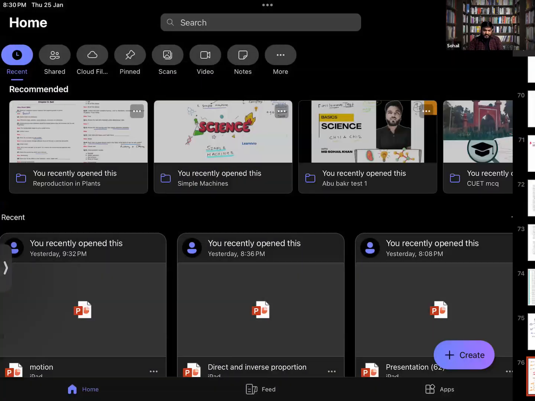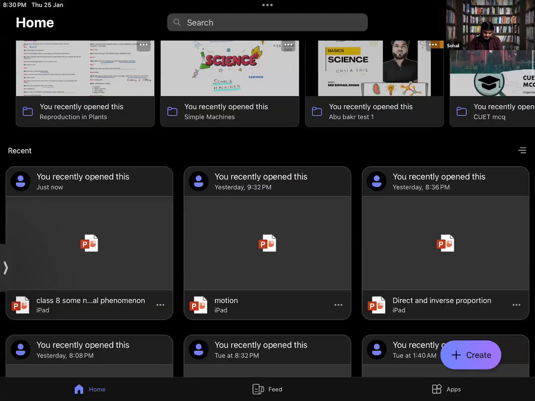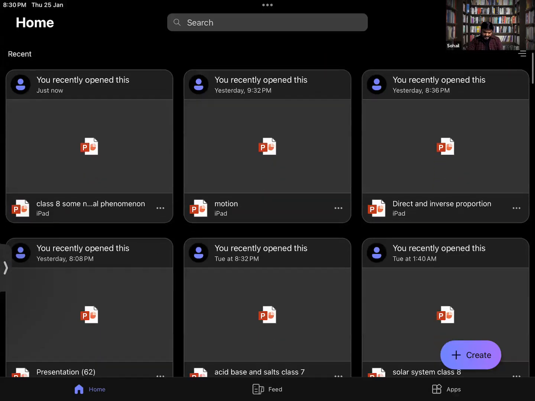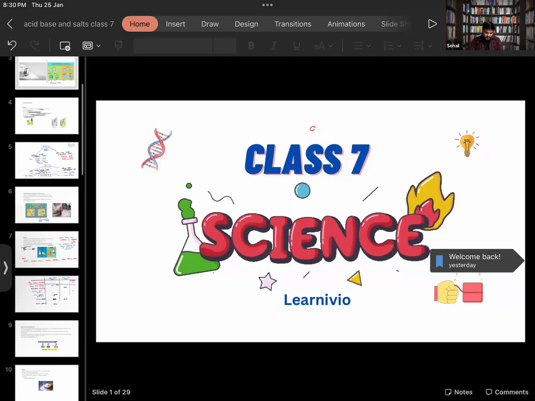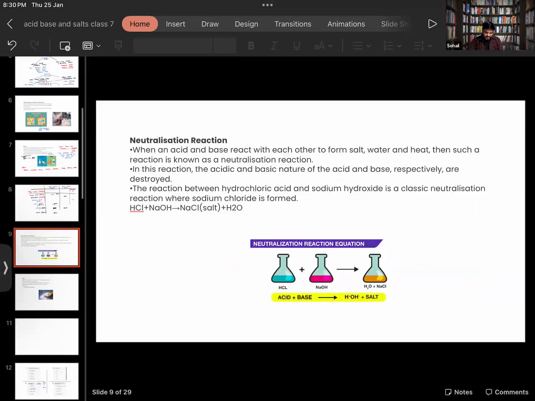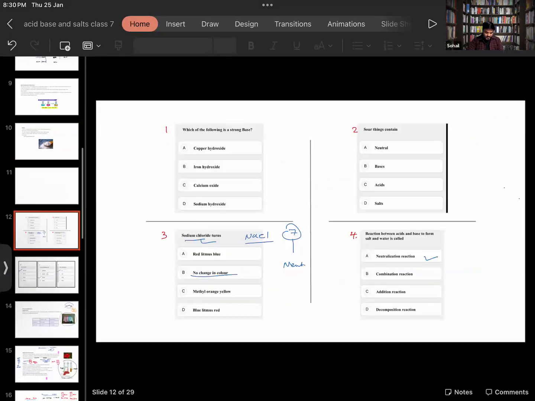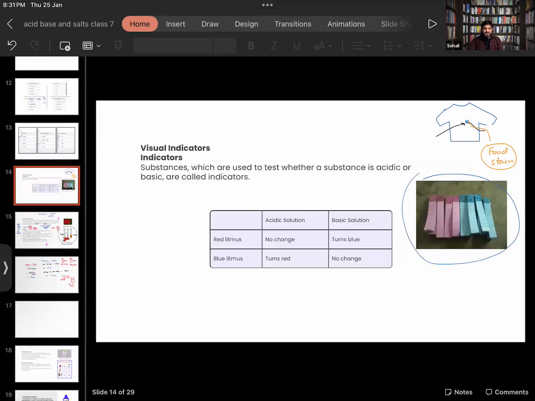So let's continue from where we left. Acids, bases, and salts. This is the chapter which we were doing. In the last class we talked about what is an acid and what is a base. We did discuss some of the indicators also.